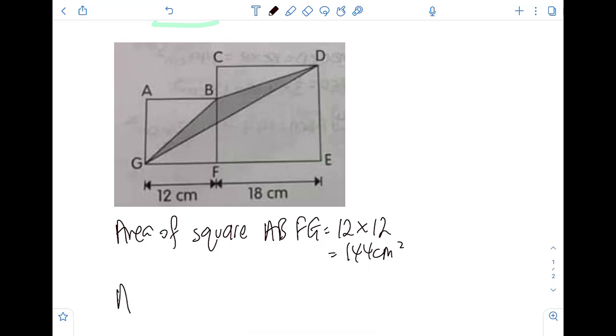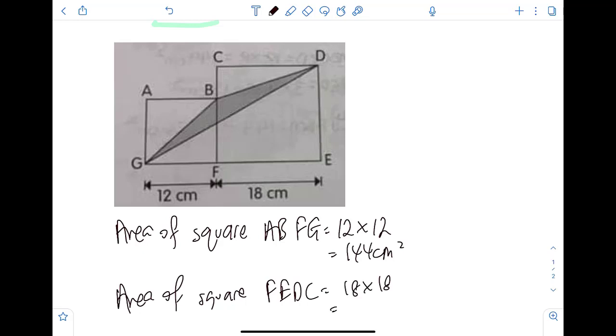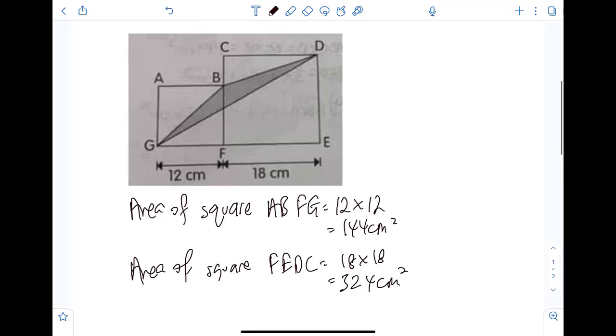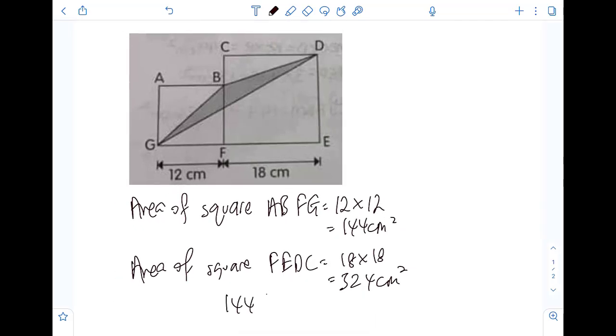Alright, and then the area of the bigger one, FEDC, that will be 18 by 18, 18 times 18, which is going to be 324 square cm. And then we add them up together, 144 plus 324, 468. Okay, so again, that is the total area of both squares.